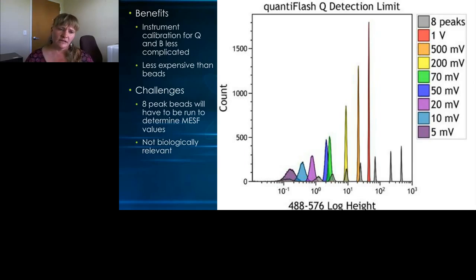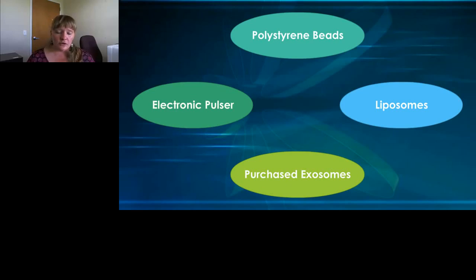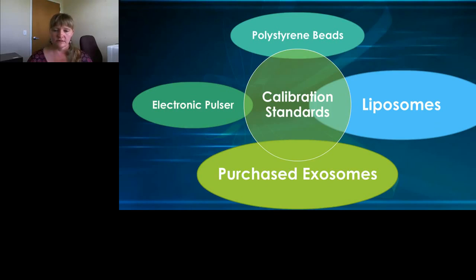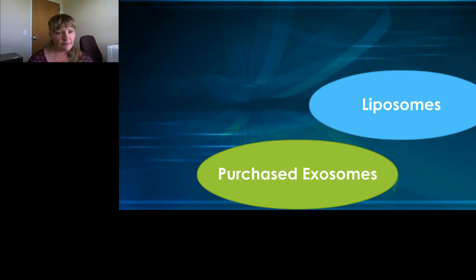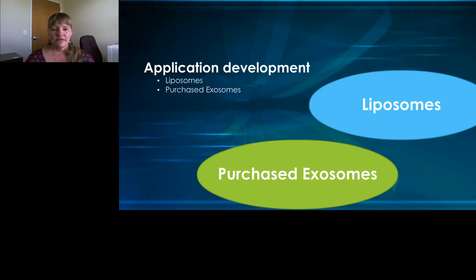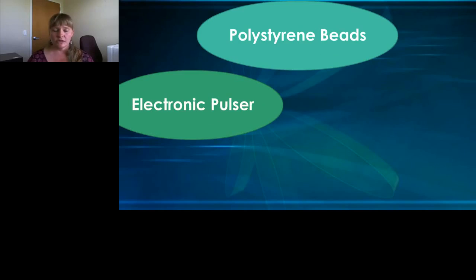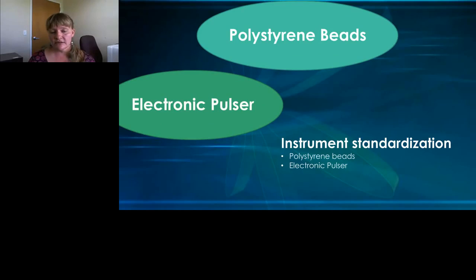However, there are some challenges. If you want to determine MESF on your system, you have to make sure and run 8 peak beads, and it is not biologically relevant. So bringing these 4 calibration standards together, we have the liposomes and purchased exosomes. They are effective for application development. However, the electronic pulsar and polystyrene beads are something you can have around the lab any day, and they're definitely better for instrument standardization. They're very reproducible, easy to use.